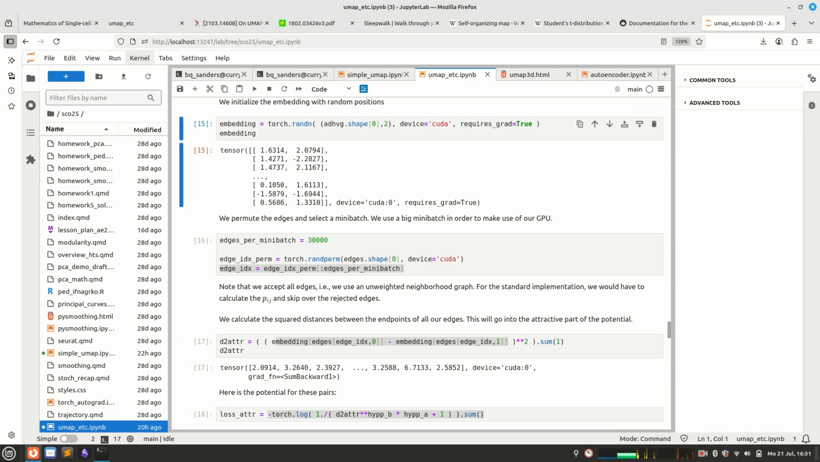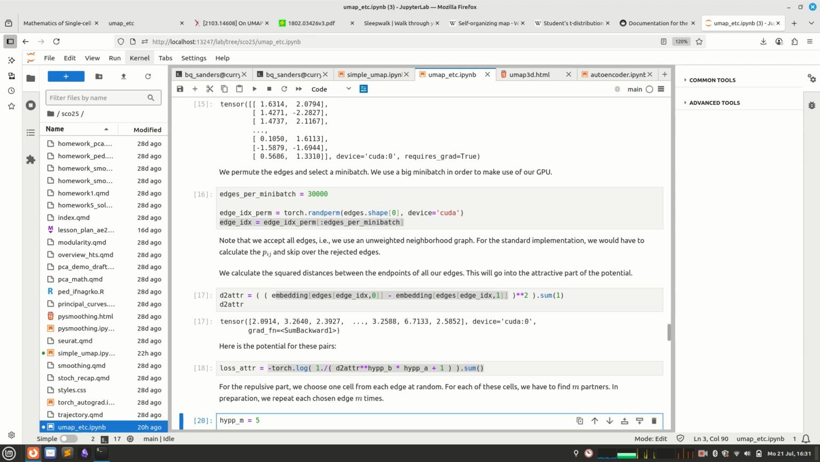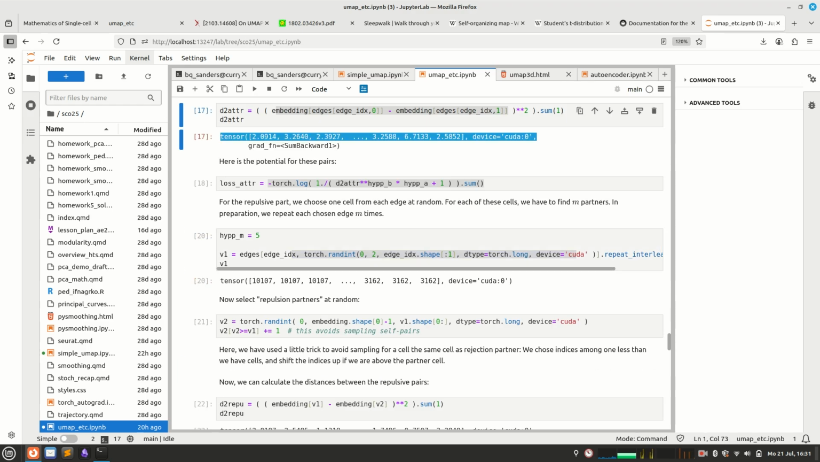And for the repulsive part, I first have to choose one cell of each edge for which I want to calculate the repulsion. For each edge, I take either the first or the second to calculate the repulsion. So I decide this randomly and pick them out. So I pick here randomly one of the two, and I get this thing here.